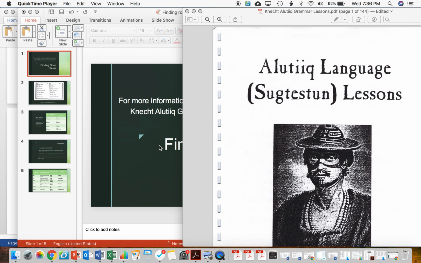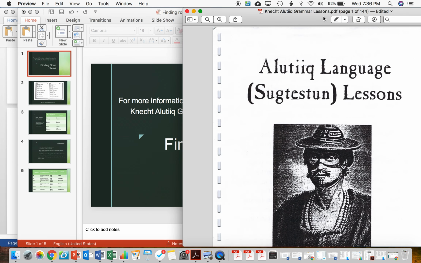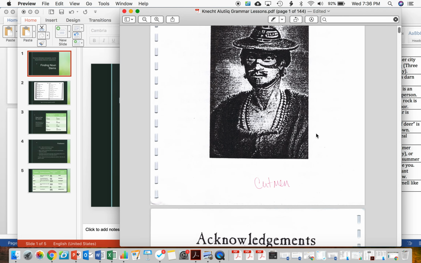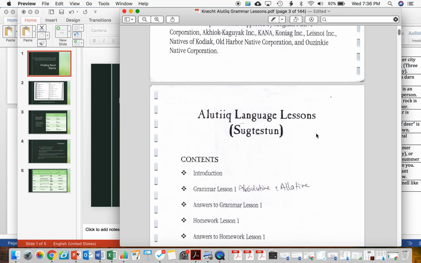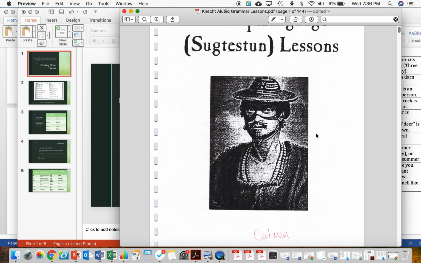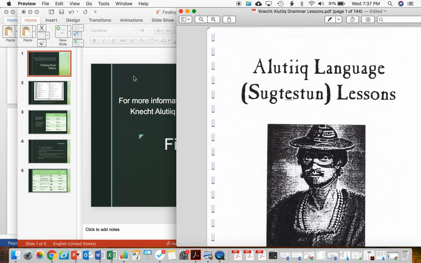All right, so we're going to cover how to find a noun stem. And for more information and practice, use this book, the Alutiiq Language Sugt'stun Lessons book by Connect. This book is pretty old, and I don't think it's been revised and reprinted. So it has some different things.